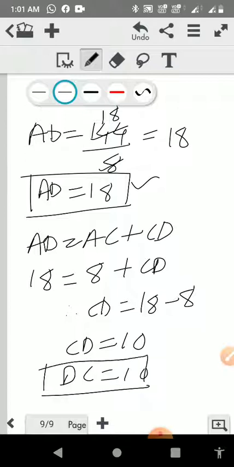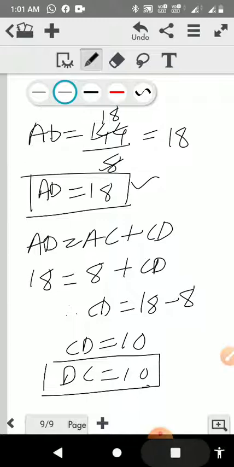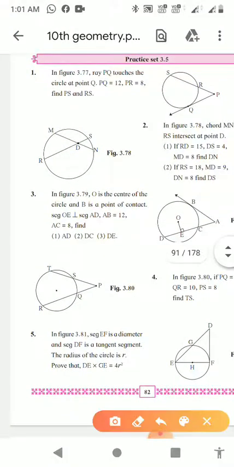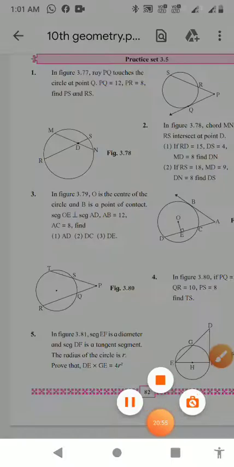So this is your second answer. If you see this question, you have to find out the DC here. Okay, it is found to be 10 units. Now only one question is remaining, that is we have to find out the value of DE. Okay, now we will see it.